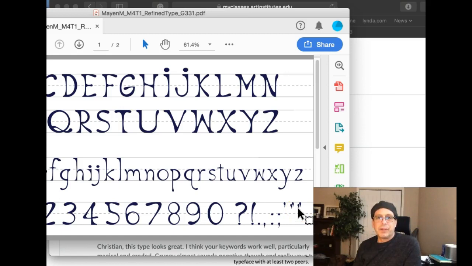So for that reason, I would recommend that you do this. You see that tittle for the I? Use that for all of your dots, the dotted elements. So the dot underneath the exclamation point and the question mark should consist of that.